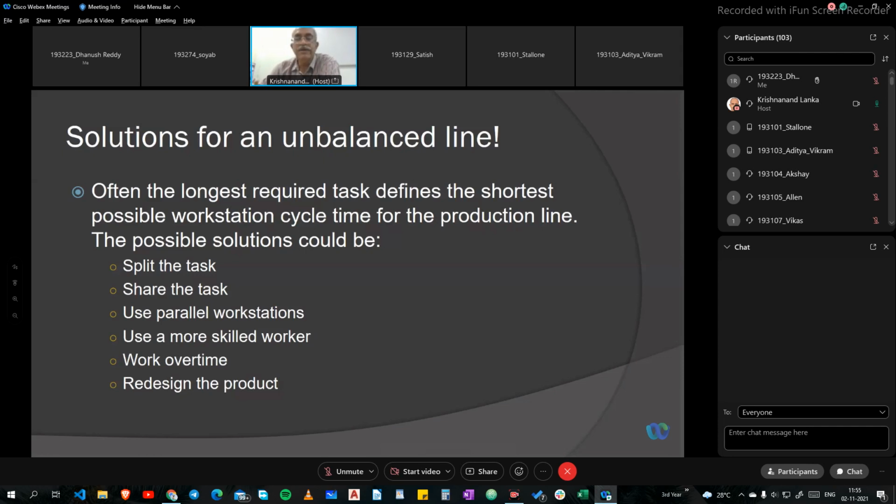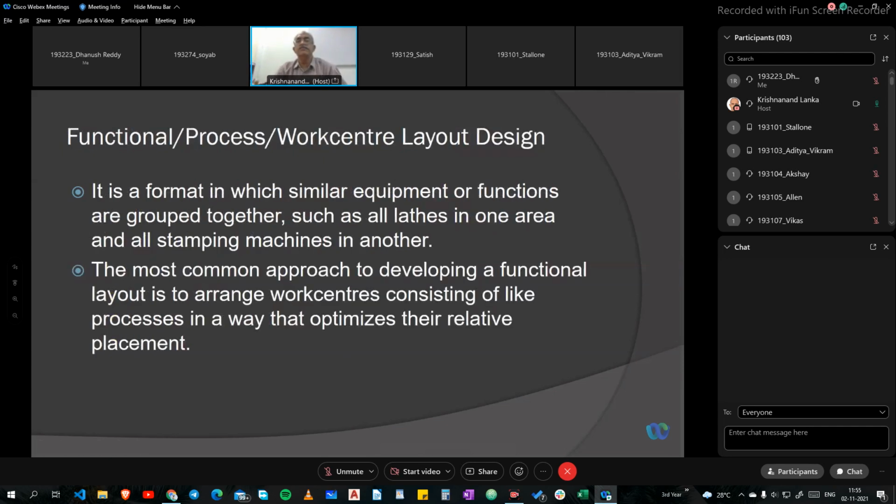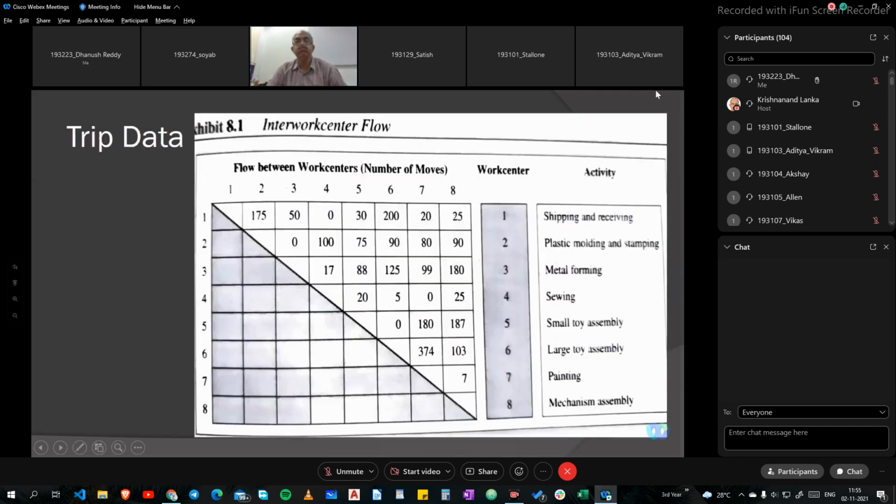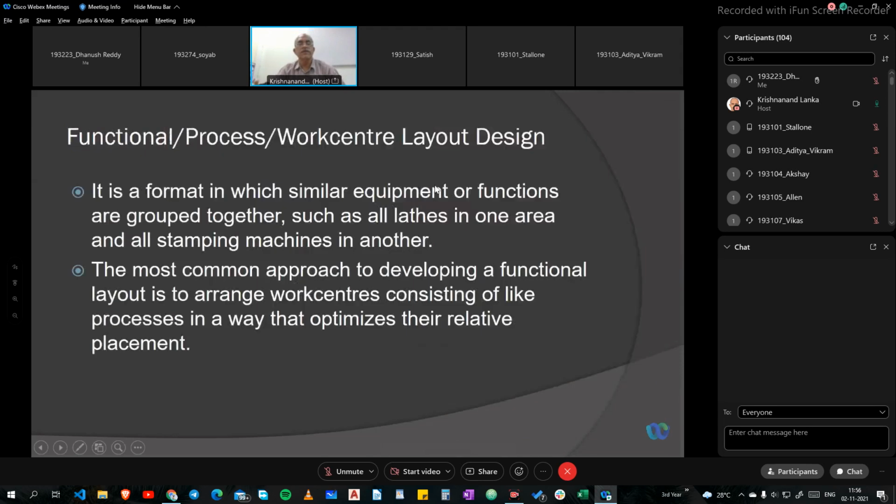So now coming to the next issue. Say, for example, functional layout or process layout, work center layout design. It is a format in which similar equipment or functions are grouped together, such as all lathes in one area and all stamping machines in another. Normally the functional layout is followed for the job order production system.